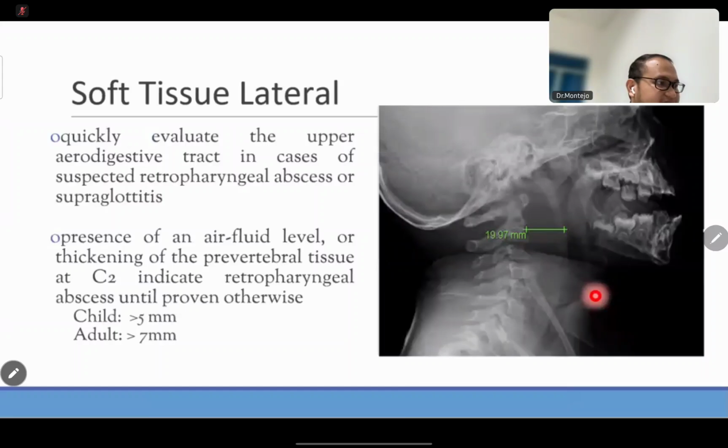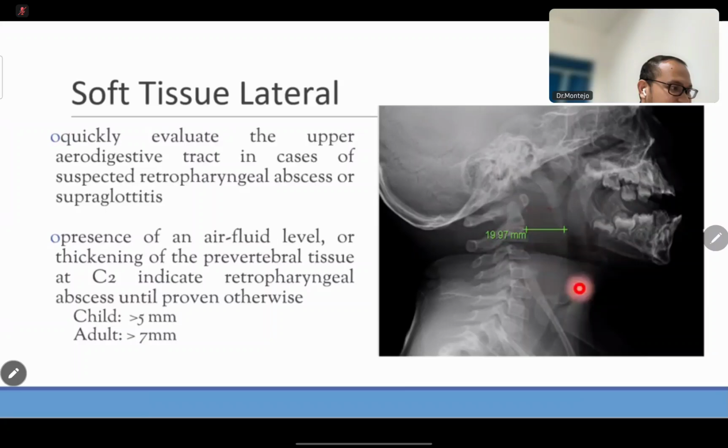So this is your soft tissue lateral or your neck STL. So this quickly evaluates your upper aerodigestive tract in cases of suspected retropharyngeal abscess. So any air fluid level or any thickening on the prevertebral tissue at the level of C2 could indicate a retropharyngeal abscess until proven otherwise. So we always make it a routine to measure this area. So C2 going to the airway.